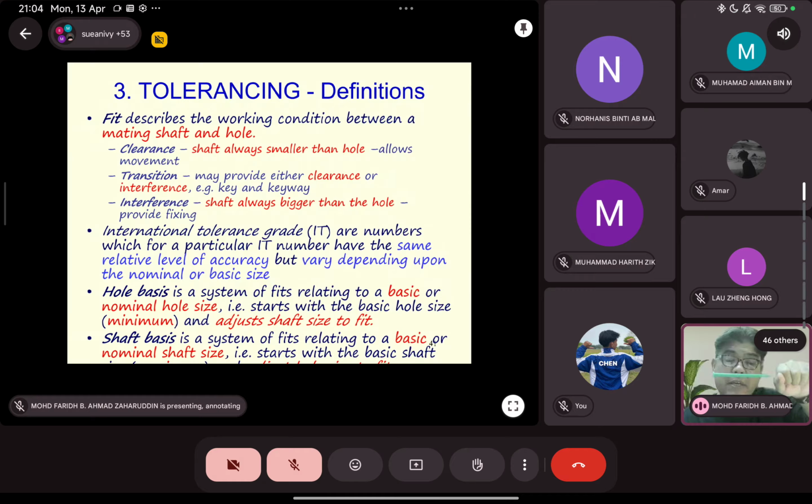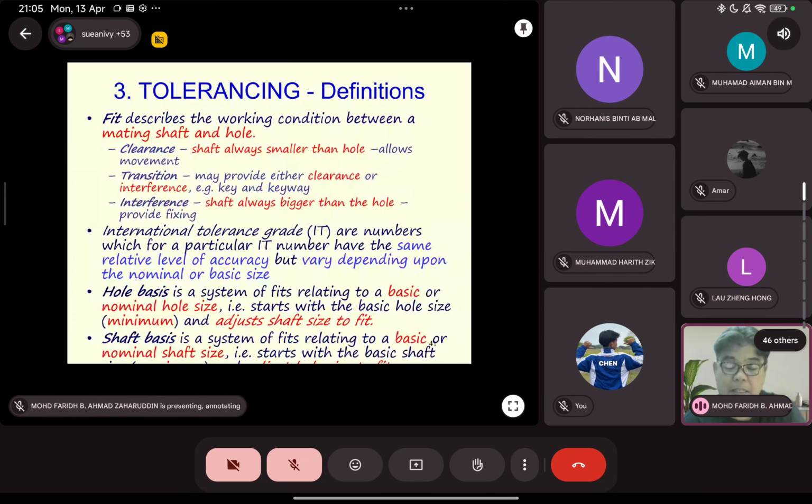Okay, that is a clearance. Similar goes with the JCB. You know the JCB's digging arm, it wobbles at the back because of clearance. Clearance fit, padanan kelegaan. Then the second one, transition. I'm not going to talk about transition first. I go straight to the interference.